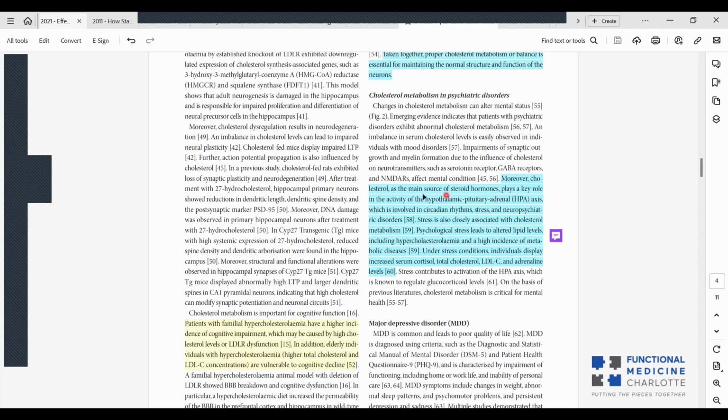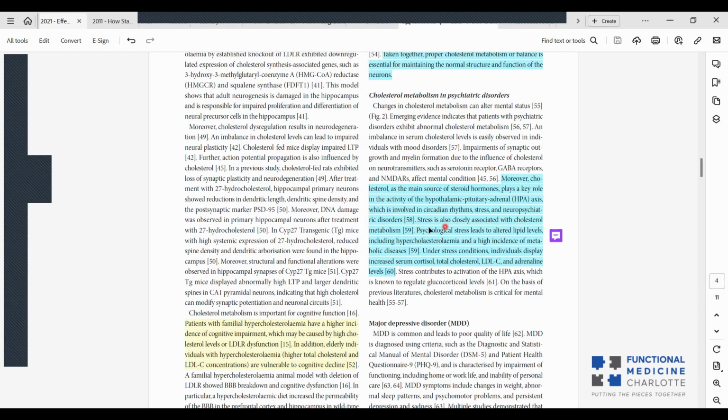Cholesterol and psychiatric disorders. Cholesterol, as the main source of steroid hormones, plays a key role in the activity of the hypothalamic pituitary adrenal axis, the HPA axis. We've talked about that in the past. The HPA axis drives your fight or flight response, right? It's involved in circadian rhythms, sleep-wake cycle, cortisol circadian rhythms, melatonin circadian rhythms, sex hormone circadian rhythms. The HPA axis is involved in stress response and neuropsychiatric disorders. So cholesterol is the main source of steroid hormones and plays a key role in the HPA axis. If we don't have enough cholesterol, then our circadian rhythms can be thrown off, our stress response can be thrown off, and we may have anxiety or depression or some other neuropsychiatric disorder.